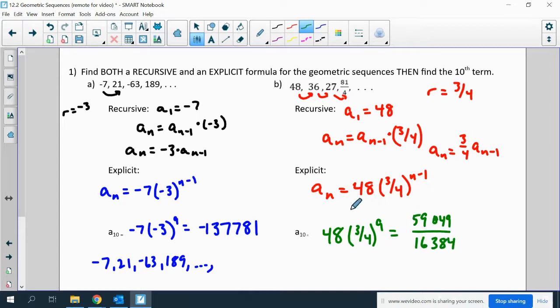16,384. Now, when would it be easier to use the recursive method? Well, let's say I wanted the 5th term. If I wanted the 5th term, all I would have to do is take whatever I know, which is the 4th one, then multiply it by 3/4. So I could have 243 over 16 as my 5th term. Recursive or explicit, it depends on how many terms out you are and how many terms you know and other things like that as to what's easier.